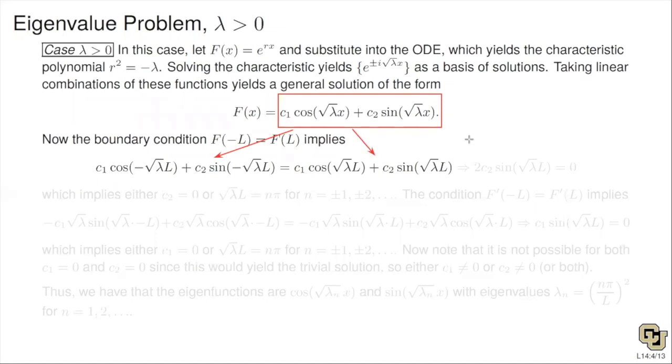So now let's use our geometry. Remember, cosine is an even function. So look right here, cosine of negative root lambda L, that's the same. This is an even function. Here, that's the same as being equal to C1 cosine of just root lambda L without the minus sign. So I made the minus sign go away there.